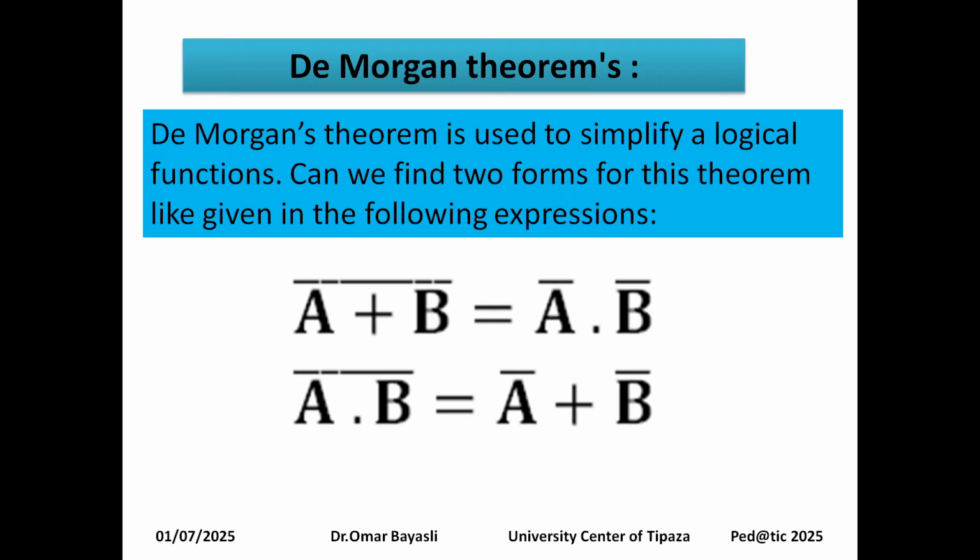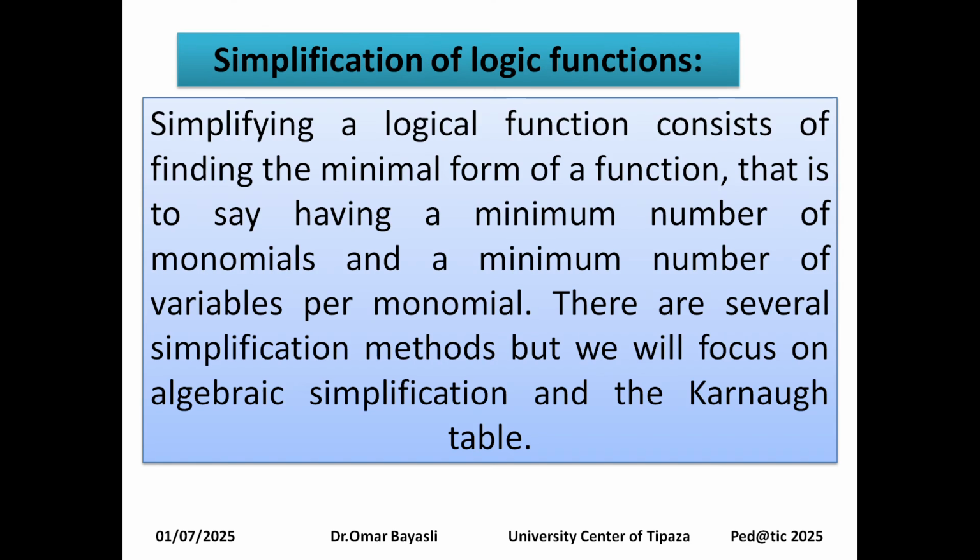We use De Morgan theorems to simplify the logical function. The De Morgan theorems are given in two principal expressions. We have (A plus B) all bar equals A bar times B bar. Second expression, we have (A times B) all bar equals A bar plus B bar.